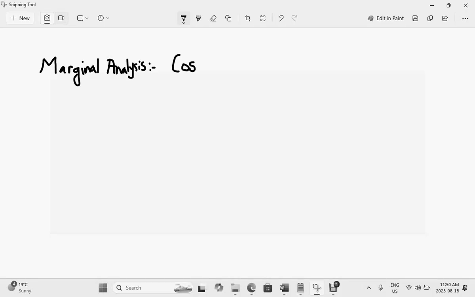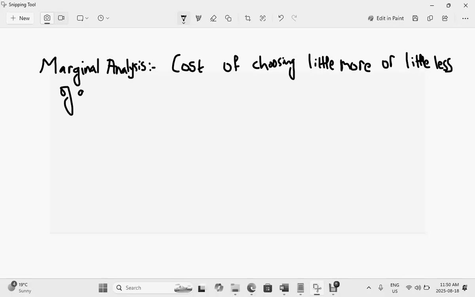So this is the cost of choosing a little more or a little less of a good, or a merchandise, or a product.